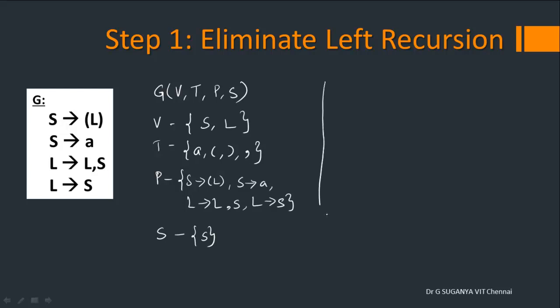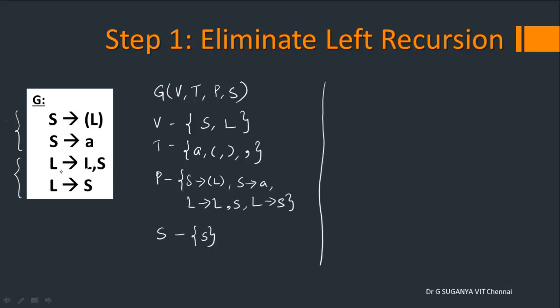Once formally defined, we'll move on to check whether there exists a left recursion or not. Now come to S's productions. Both productions start with a terminal symbol, so there is no left recursion. Coming to L's productions, the production L gives L comma S starts with L.